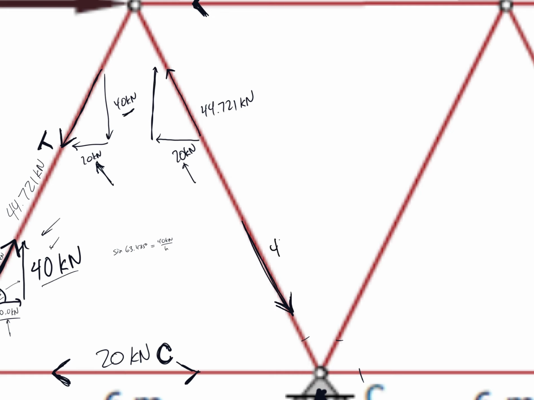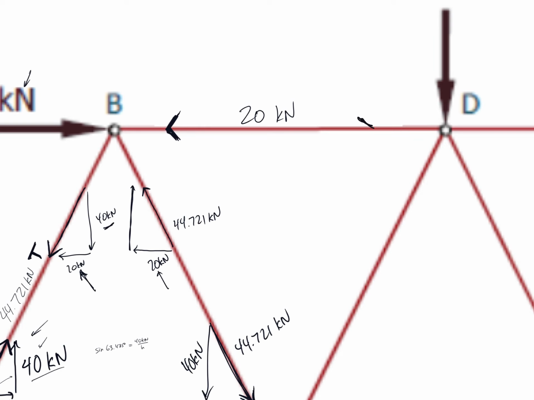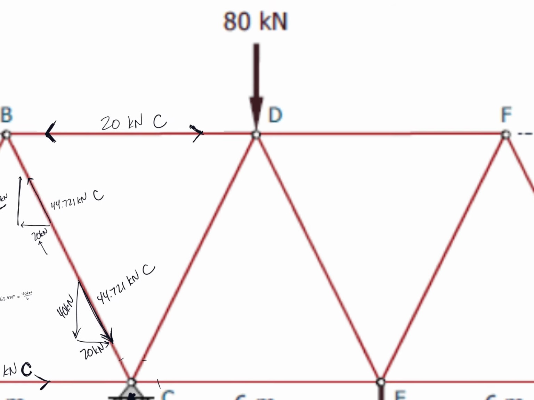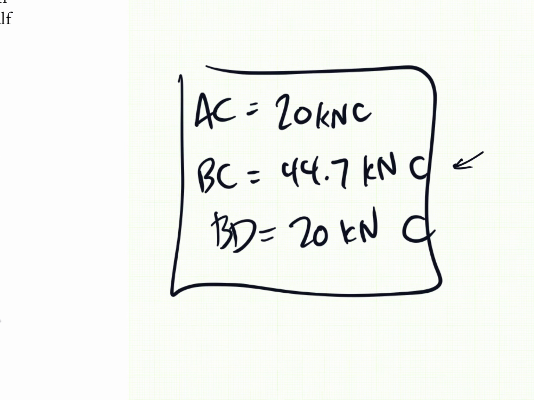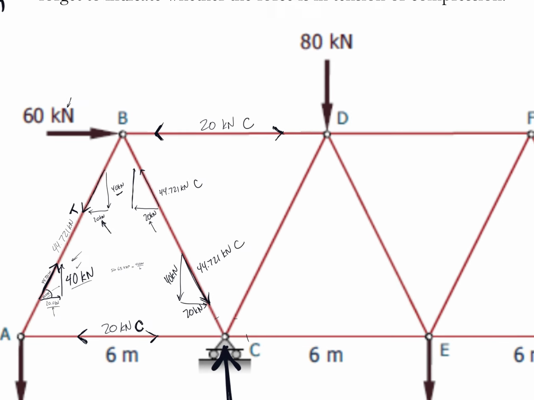And so now note this 44.721 kilonewtons. Same force triangle. Okay, 40 kilonewtons, 20 kilonewtons. Beautiful when it just keeps on working that way, right? Now this 20 over here, it's pushing on both things, so this is compressive. This 44.721 kilonewtons, it's pushing in both directions, so this is also compressive. So BC is 44.721 compressive, and BD is 20 kilonewtons compressive. Okay, so we're good there.